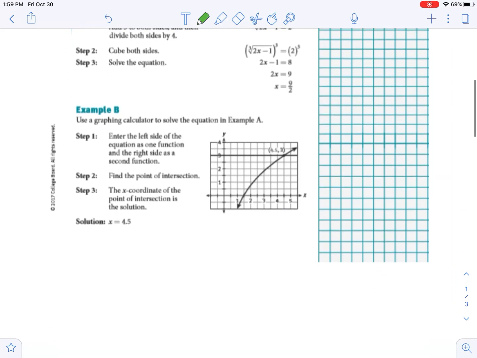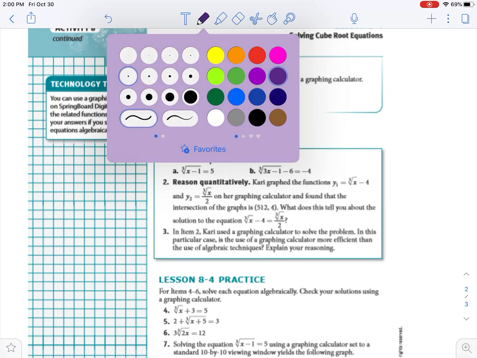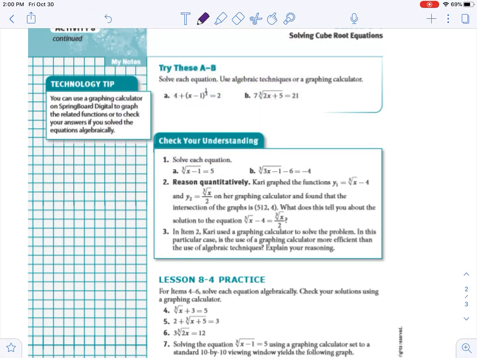All right, so I'll save the examples to do with you in class, and I'm going to do a couple of practice problems. I'm going to do the try these A and B. So let's start with A. A gives us 4 plus the quantity x minus 1 to the 1/3. We're going to rewrite that as 4 plus the cube root of x minus 1 equals 2. We can replace the exponent that is a fraction with a root.